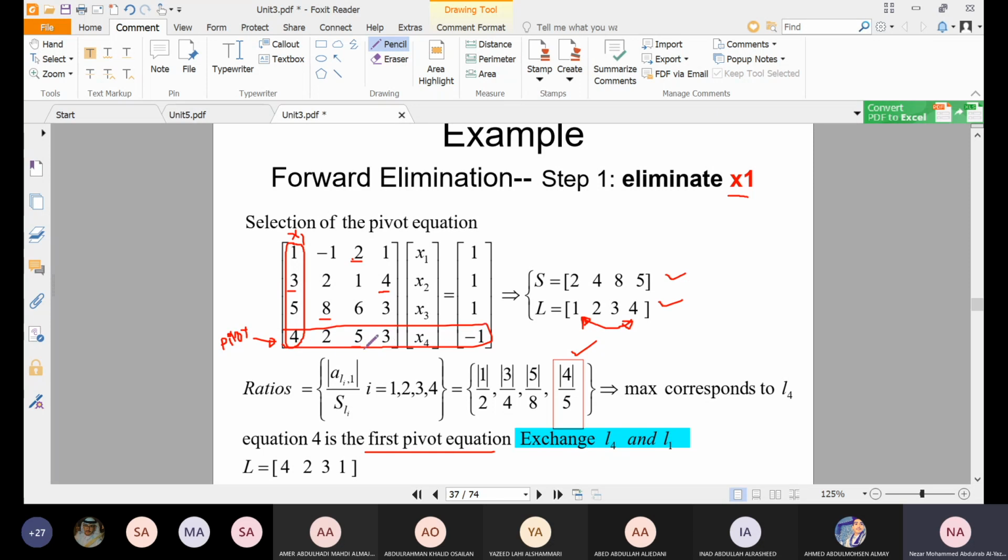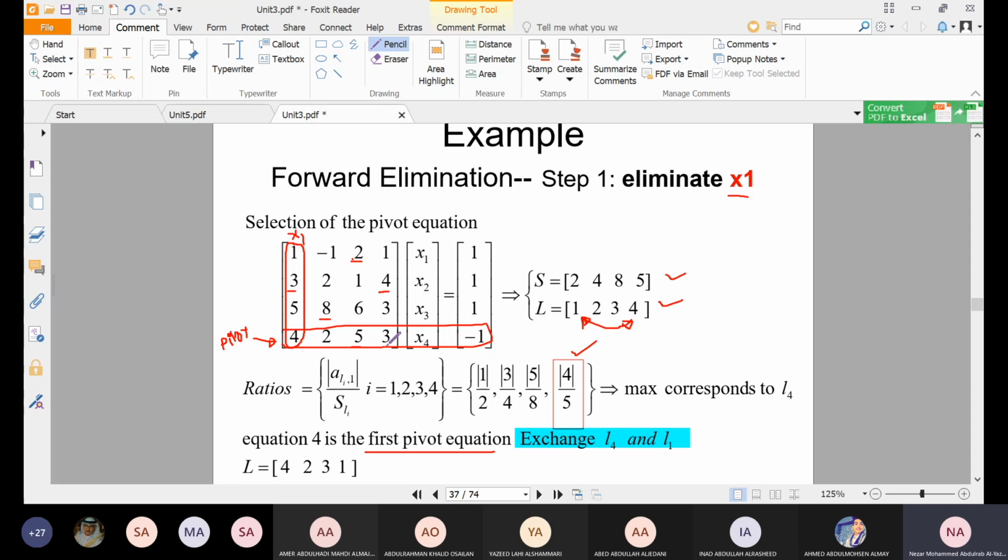Okay, we compute ratios. So here, for example, because we do an elimination for x1, I have 4 over the maximum magnitude in this row, which is 5. So this is 4 over 5 for the first row. We find that this ratio, of row number 4, is the maximum magnitude, or the maximum value, when we compare with the others. So here we select row number 4 as the first pivot equation. So now row number 4 will be my first pivot equation.